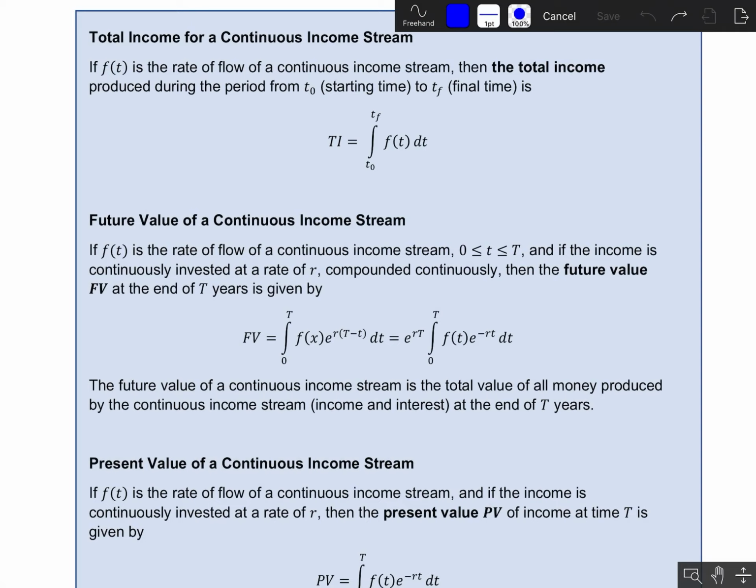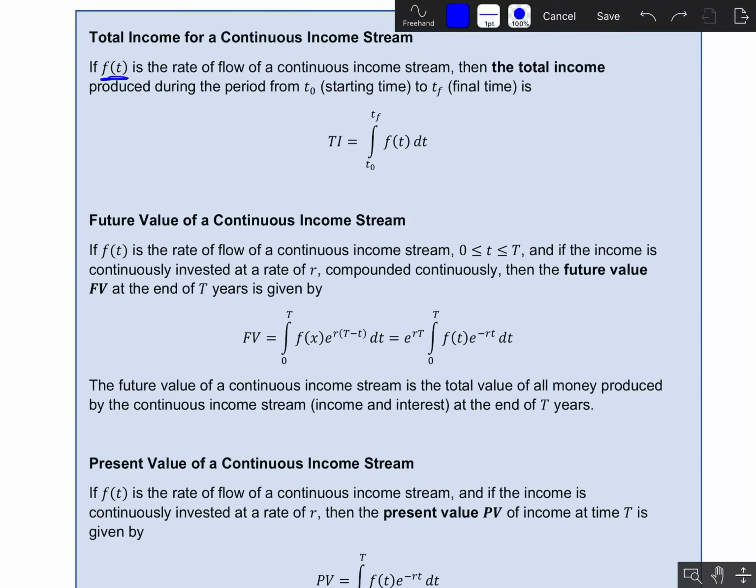that it's usually going to be obvious which one of these formulas to use. So if you just want the total income from some income stream, and f of t represents the rate of flow for that income stream, then the total income that you would get is just gotten by integrating that rate of flow from your initial time to your final time.